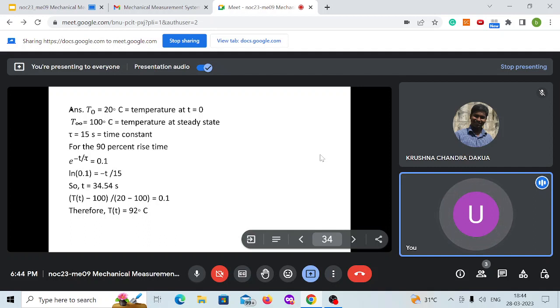So for it to reach 90% of the rise, the difference between the temperature of the fluid and the thermometer will be 10%. So that is 0.1, which equals e raised to the power minus time by the time constant. We substitute the time constant and find the time required to reach that value. In this case, it will take 34.54 seconds.